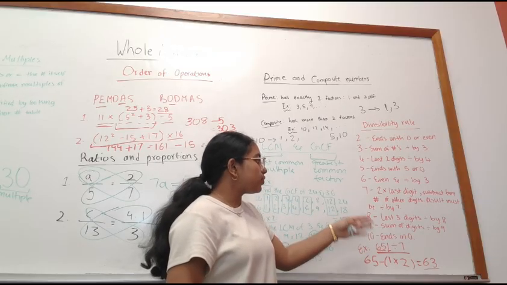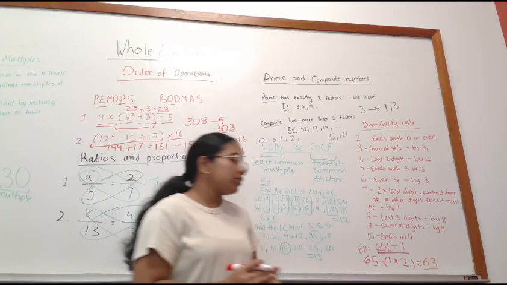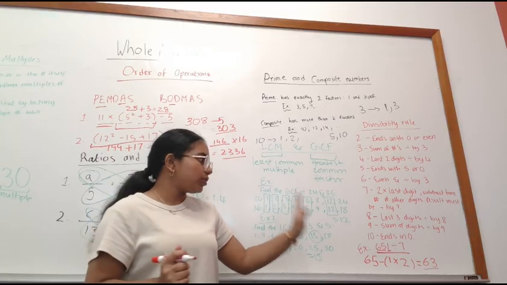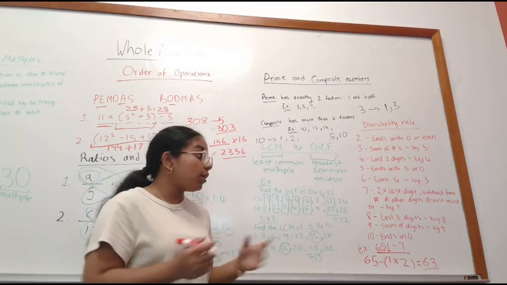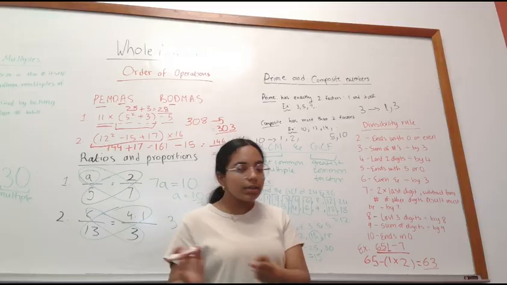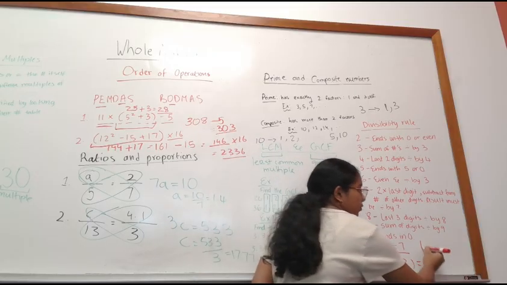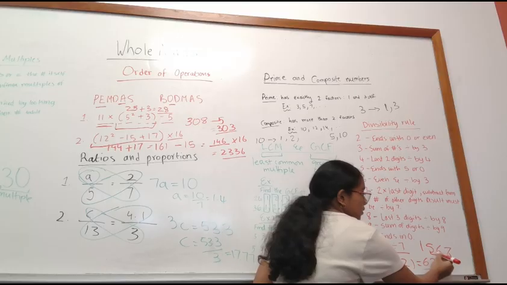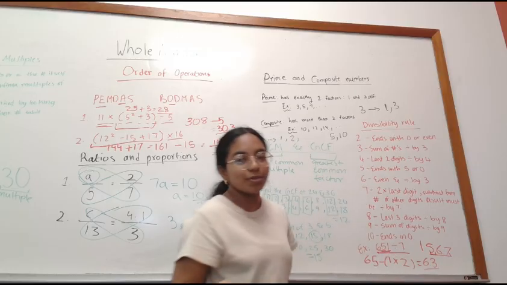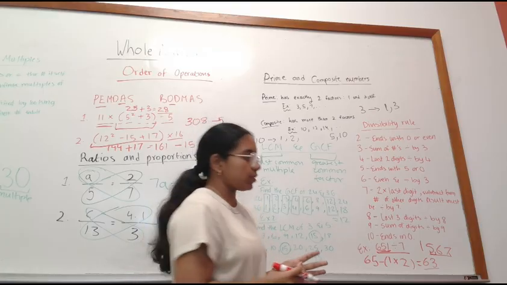Then we have 8. So the last 3 digits need to be divisible by 8. Of course, I don't have an example for this, but just know that the last 3 digits need to be divisible by 8 combined, not separately. Let's just take 156, right? All of this needs to be divisible by 8, not the individual digits. Like 5, is it divisible by 8? Of course not, right? Let's look at all of them as a whole group and see if it's divisible by 8.